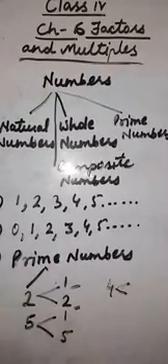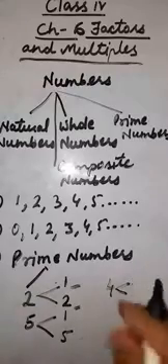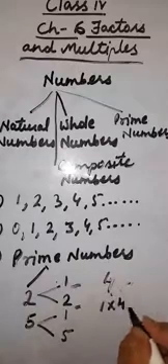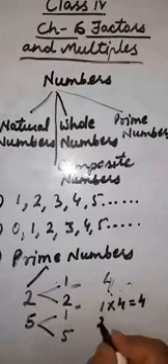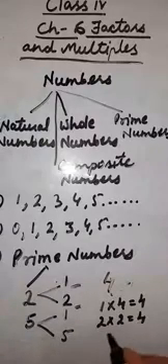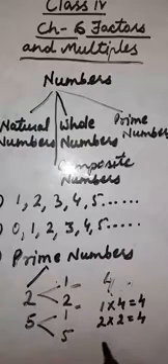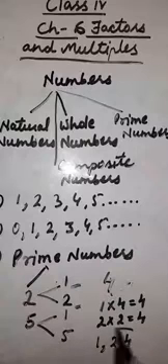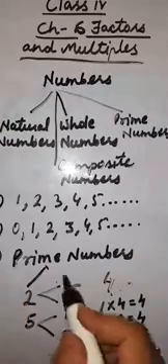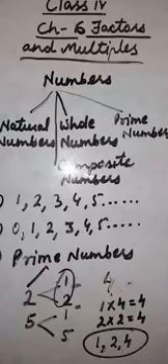4 किस किस की टेबल में आता है? 1 multiply 4 is equal to 4. 2 multiply 2 is equal to 4. Right? Now it will repeat again. 4 multiplied by 1 is equal to 4. So it has 1, 2 and 4, 3 factors. So this is not a prime number, right? Because a prime number has only two factors, 1 and the number itself.